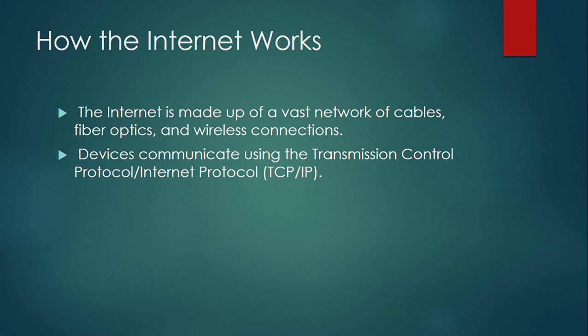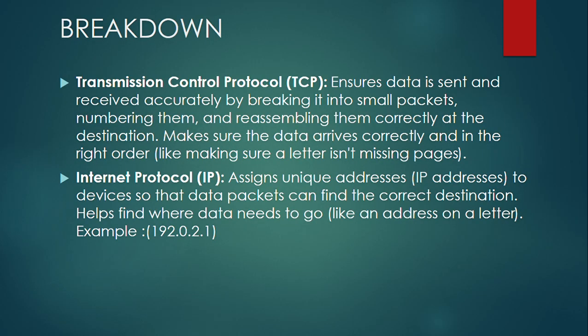Devices communicate using the Transmission Control Protocol and Internet Protocol, which is TCP and IP. Here's the breakdown. Transmission Control Protocol, or TCP, ensures data is sent and received accurately by breaking it into small packets, numbering them, and reassembling them correctly at the destination. It makes sure the data arrives correctly and in the right order, like making sure a letter isn't missing pages.